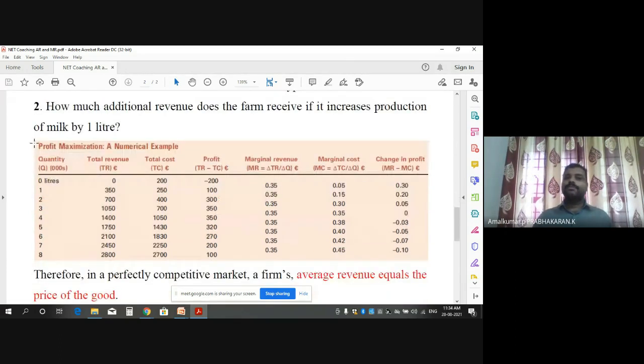This can again be computed based on the same kind of example, the profit maximization example. Here also we have the quantity demanded, or quantity produced, the total revenue, which we already computed, the total cost, and the profit.